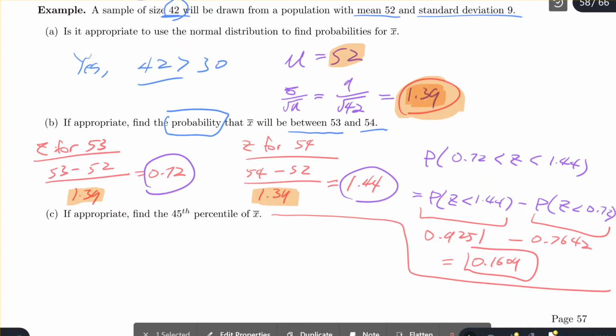So what does this mean? This means the probability of the mean value, the average value of 42 samples, being between 53 and 54 is 0.1609, which we can also say is the proportion of mean values of 42 between 53 and 54 is 0.1609.